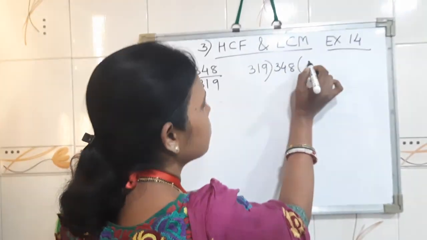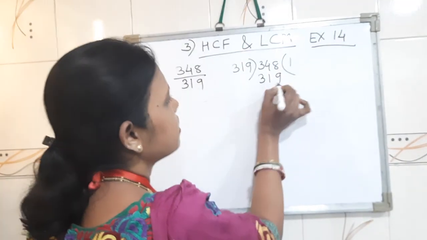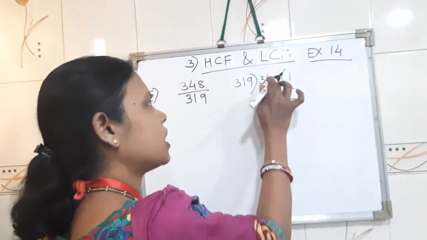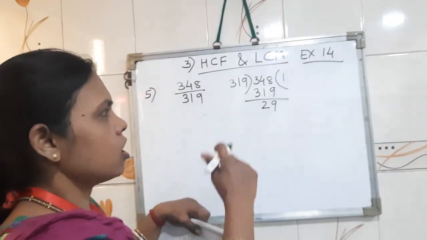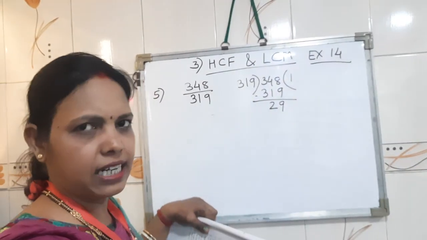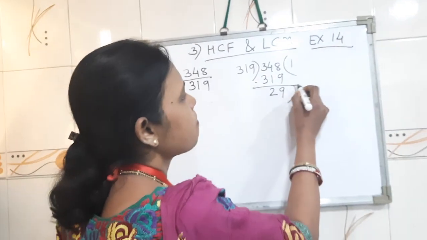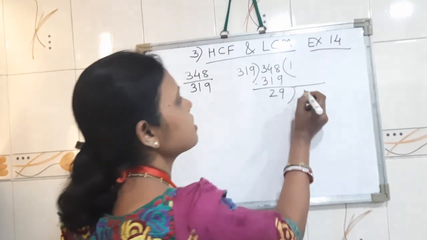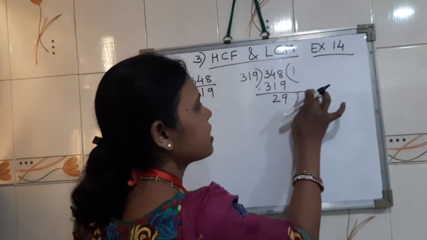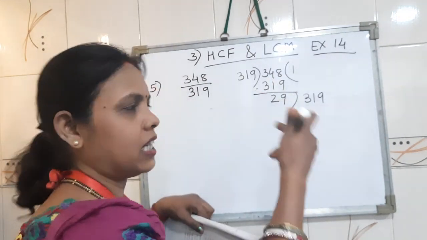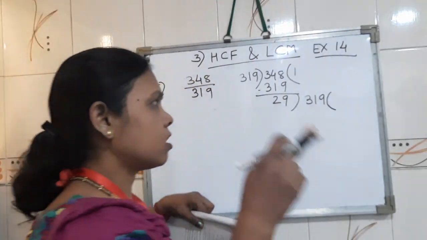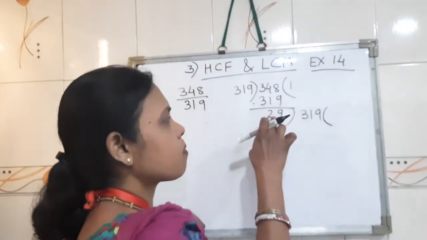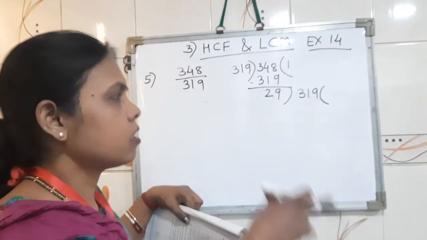Now 319 1 jar 319. 18 minus 9, 9. 3 minus 1, 2. Here in subtraction you got 29. Children, by 29 again we will take it as the divisor, and 319, this divisor will now be the dividend, as I had taught you in last exercise. Now we will divide by 29, that is by this remainder.